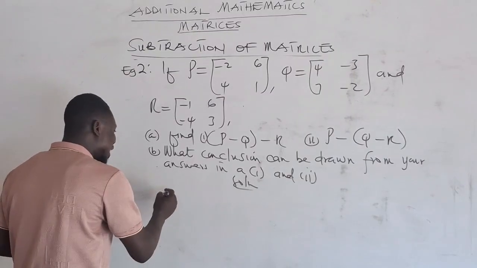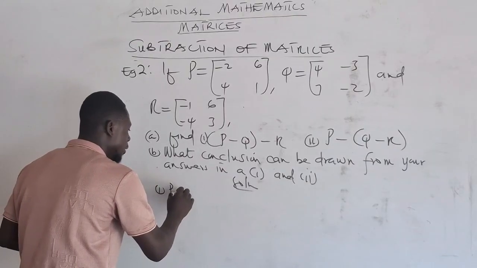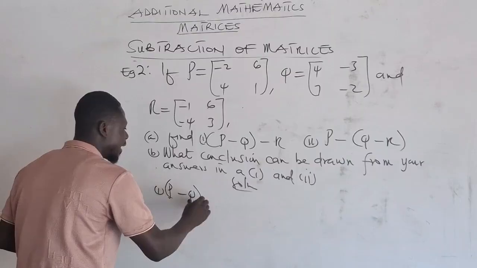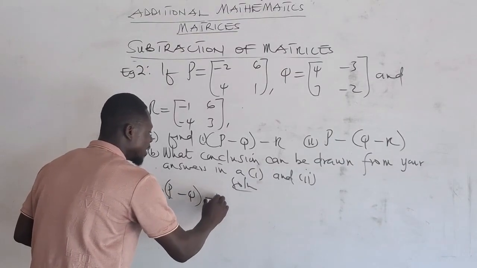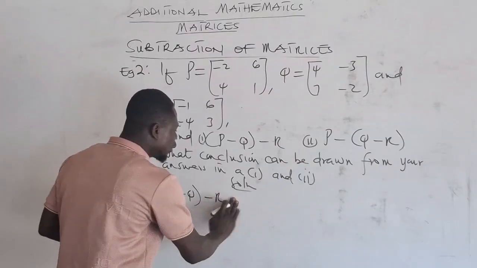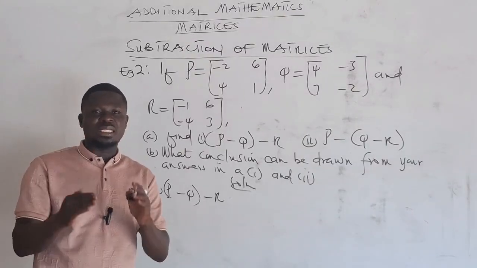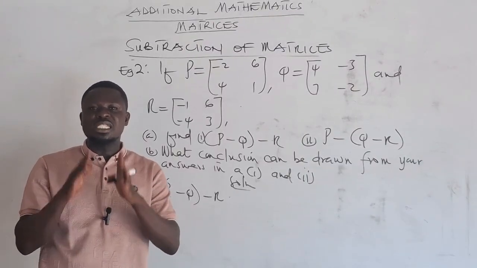So straight away, P minus Q in a bracket, minus R will be equal to, now in order to get the whole thing, it is better you pick the first expression or the expression in a bracket.